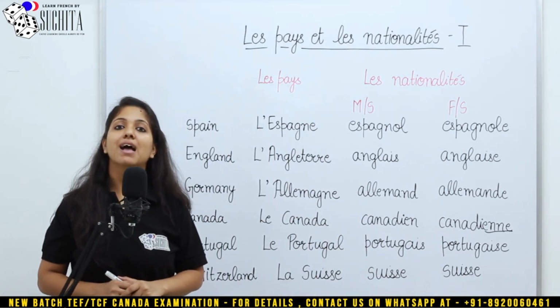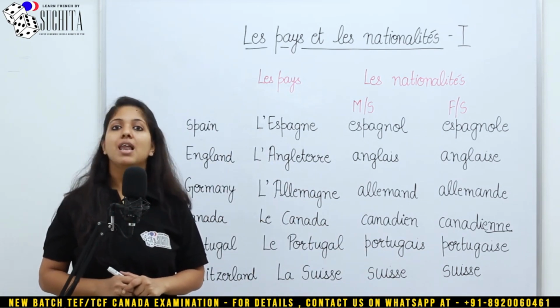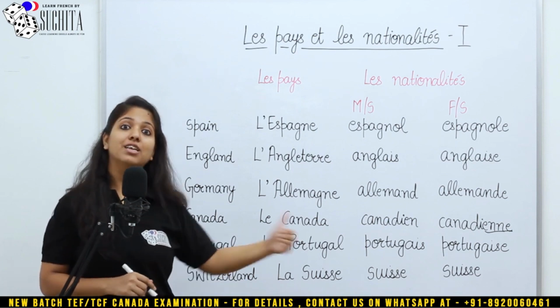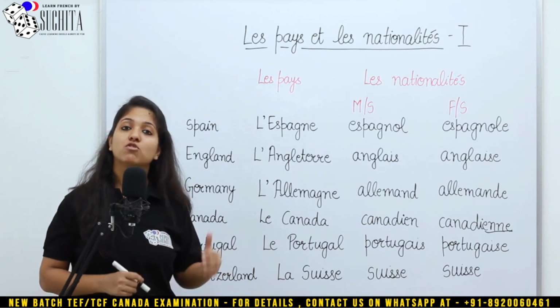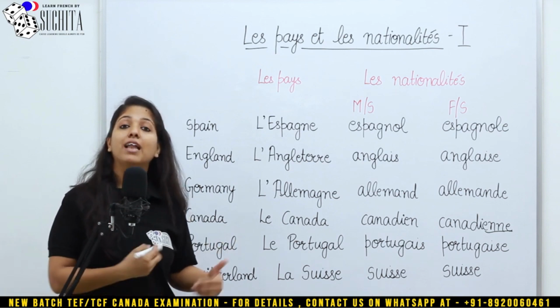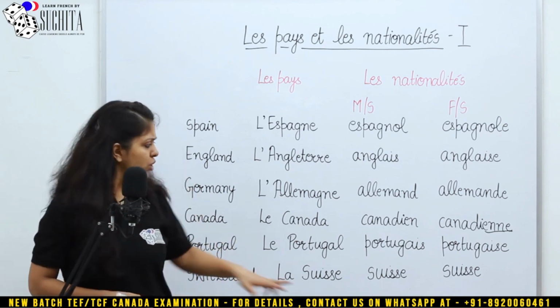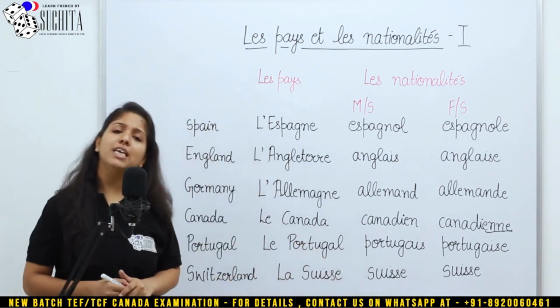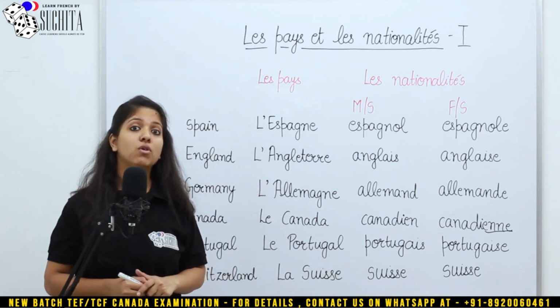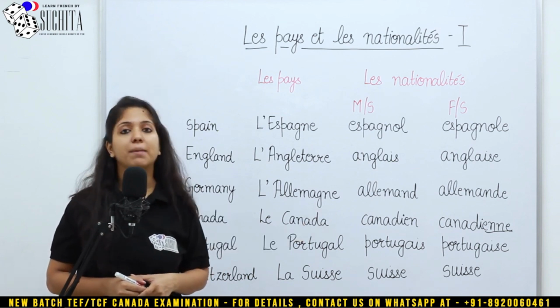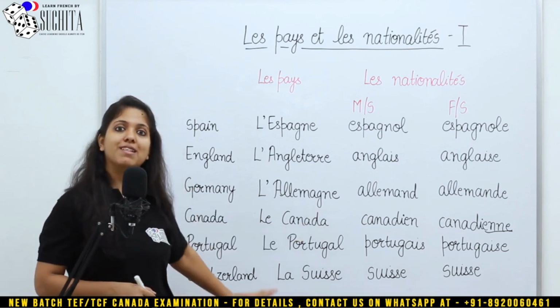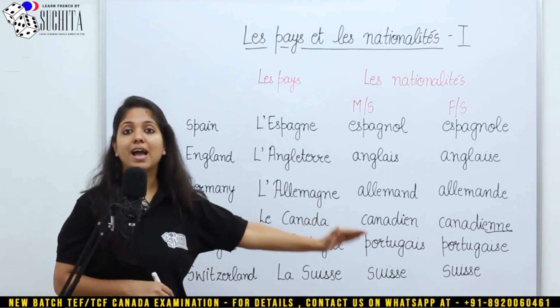Switzerland is la Suisse, and the nationality is Suisse. So even the country is Suisse and the people who live in Suisse are also known as Suisse. Now you see, Suisse is already ending with E in the masculine form. So in order to make it feminine, you will not apply any extra E. So it is la Suisse, Suisse and Suisse.